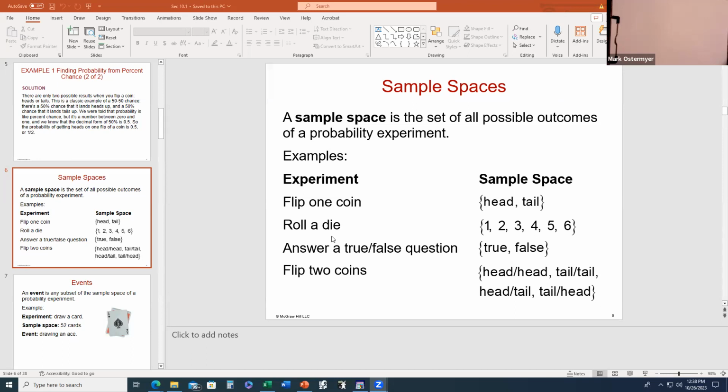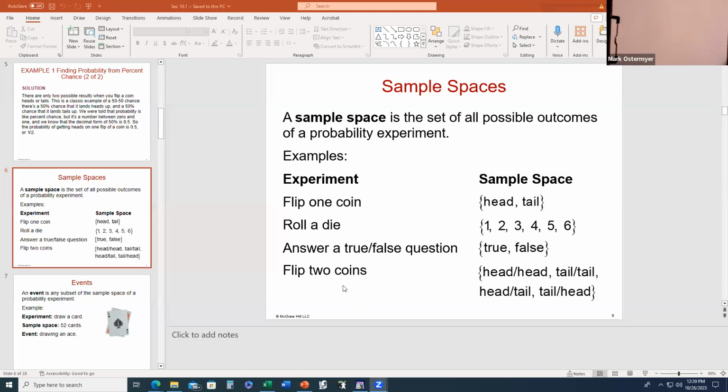When we roll a die, which is a six-sided cube, where each side has a number on it, either 1 through 6, the sample space would be the set consisting of all the possible outcomes, which would be 1, 2, 3, 4, 5, or 6. If you answer a true or false question on an exam, there's two possible outcomes, either true or false. That would be the sample space consisting of those particular outcomes.